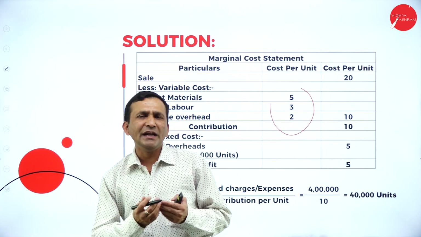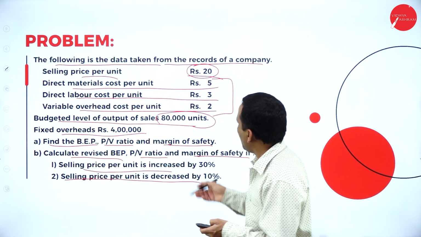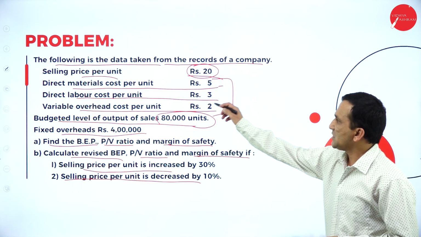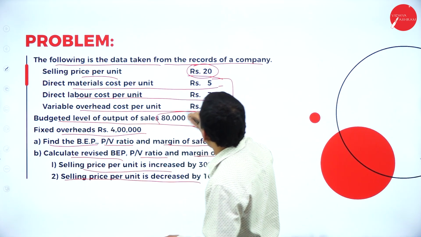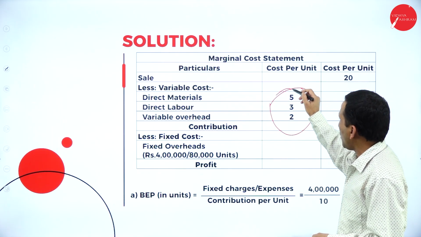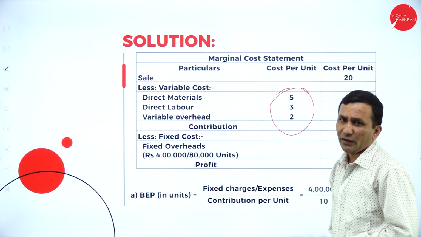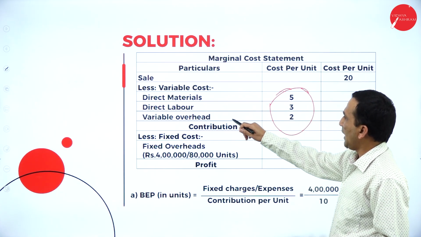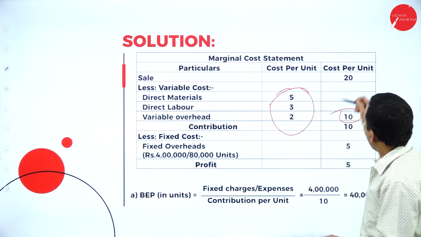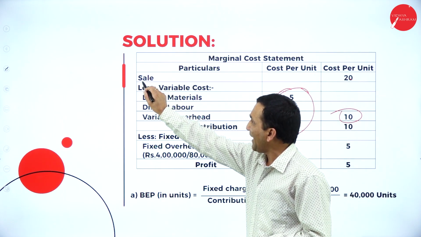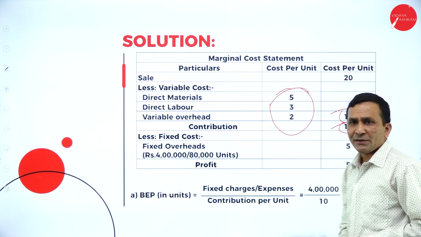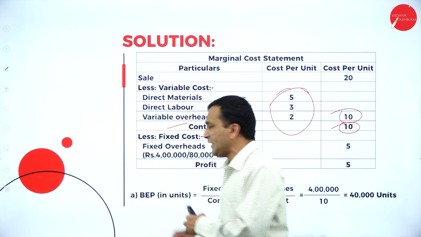From the sales we need to subtract the variable cost. The variable costs are direct material 5 rupees, direct labor cost 3, and variable overheads cost per unit 2. I have written the rates here: material cost per unit 5, direct labor 3, and variable overheads 2. The total is 10. According to the format, we subtract this variable cost: 20 minus 10.